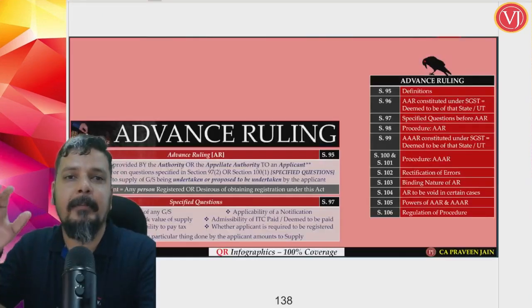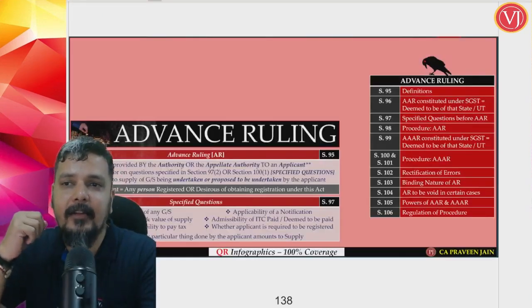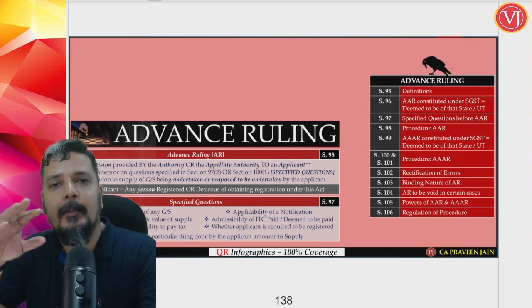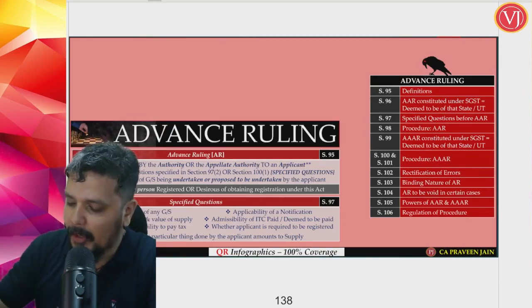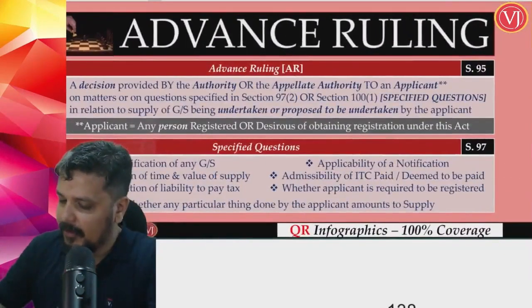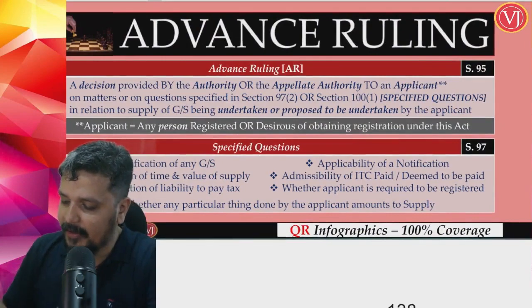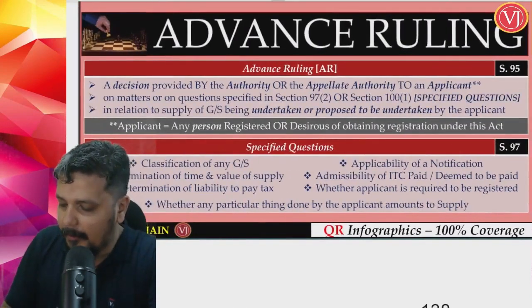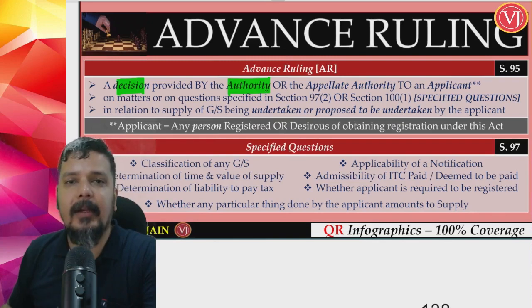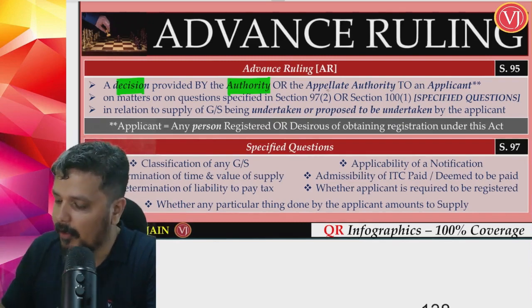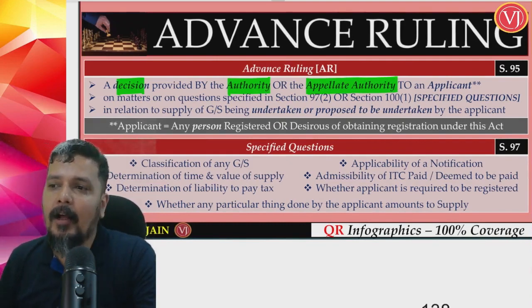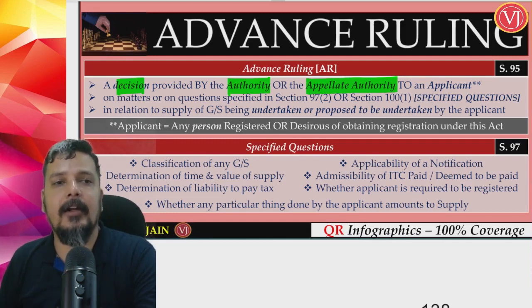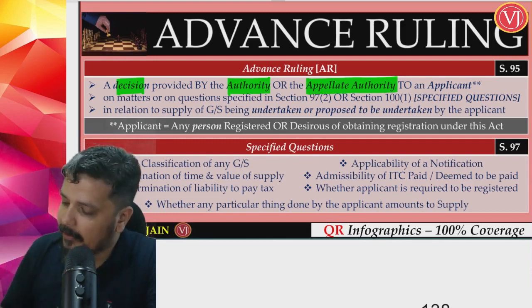Now let us see a very simple and small topic called advance ruling. Advance ruling is nothing but getting consultancy from the department itself. When you talk about advance ruling, there will be a ruling or decision given by the authority of advance ruling, or the appellate authority of advance ruling. We can call it A square R or A cube R. Authority of advance ruling A square R, or appellate authority of advance ruling A cube R, gives it to the applicant.